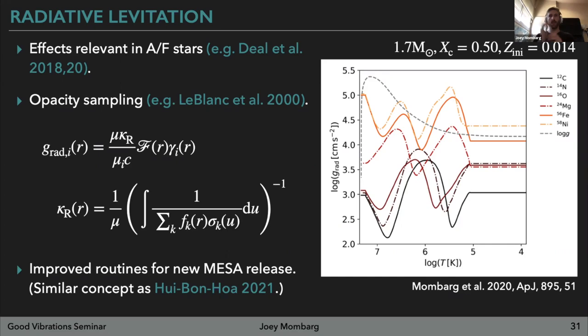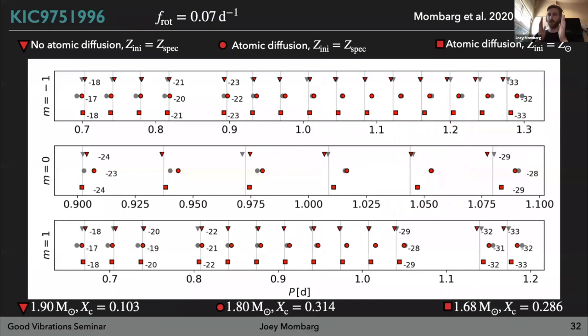So this will be a part of the new MESA release, so stay tuned for that. But for now, I'm focusing on the modeling with diffusion I've done for 2 slowly rotating stars, which was still with the old or the default diffusion routines in MESA. So what you see here is for 1 slowly rotating gamma dwarf star. This has 3 observed azimuthal orders, which are indicated by these dashed lines, which mark the observational width of the period, so rather small.